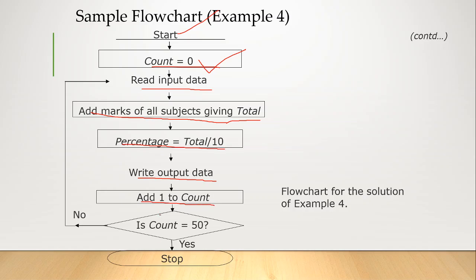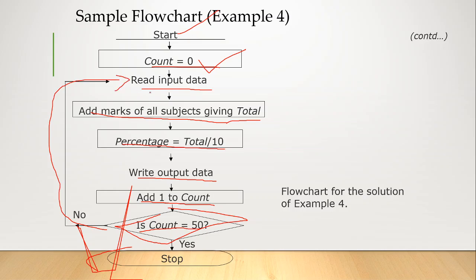Now we add a decision box here and check. The instruction in the decision box is count equal to 50. If the count is equal to 50, yes, then we have to stop. If the count is not equal to 50, then it again goes to read the data of the next student.